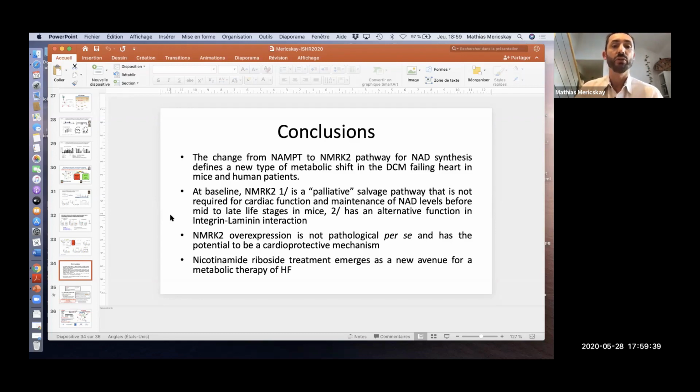Finally, NMRK2 overexpression, as I showed you, is not pathological per se. It's not because it's overexpressed in disease that it's a pathological mechanism, and rather we think that it has the potential to be a cardioprotective mechanism. So obviously we need to develop that research further and test more pathological models. And finally, nicotinamide riboside treatment emerged as a new therapeutic avenue for metabolic therapy of heart failure.